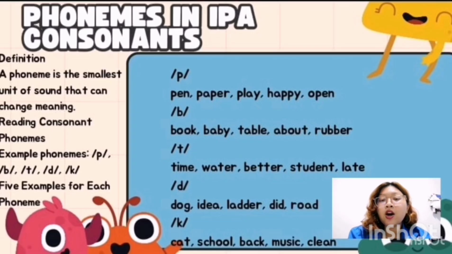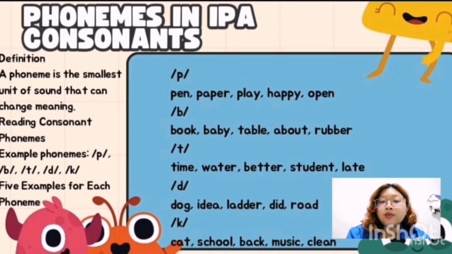Phonemes, IPA consonants. The definition of phonemes is the smallest unit of sound that can change meaning. Reading consonant phonemes. Example phonemes are P, B, T, D, K. Here are five examples for each phoneme. The first we have is P. We start with pen, paper, play, happy, opened.